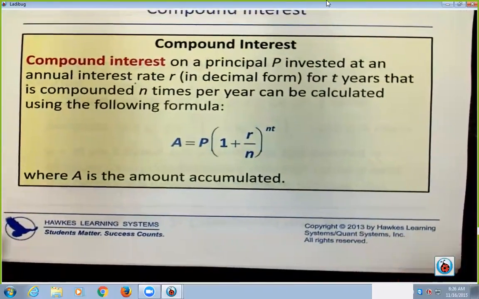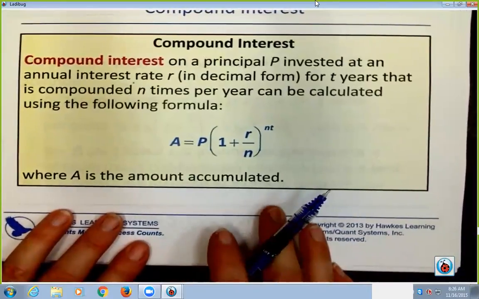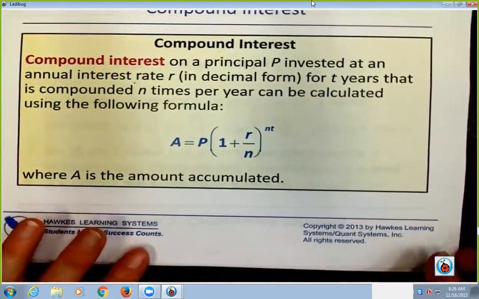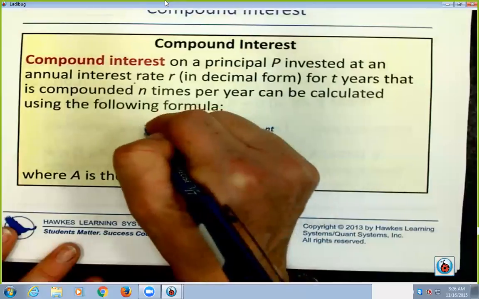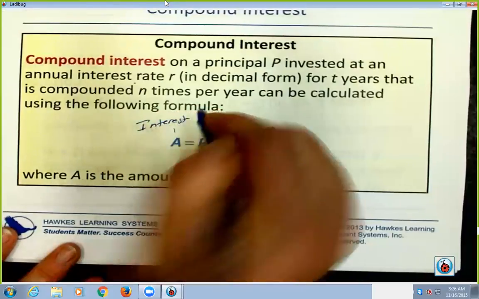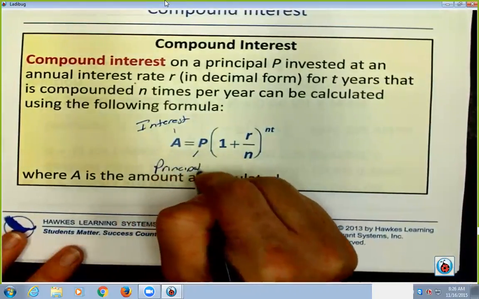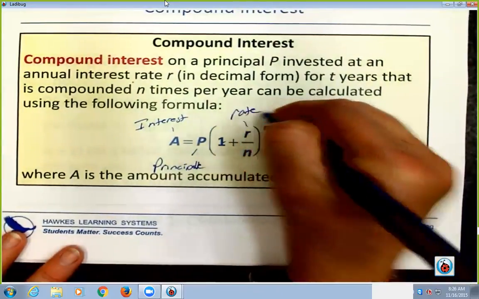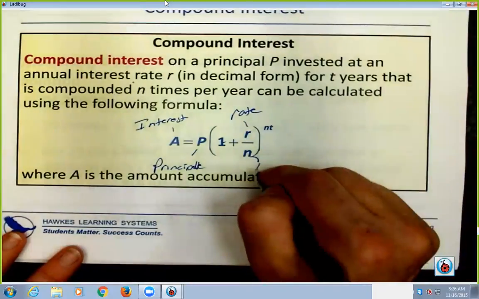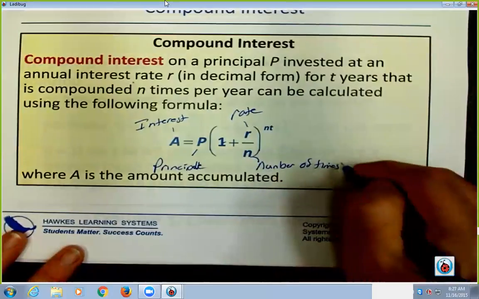So if you went and put your money in the bank and your bank said we're compounding and we're getting our interest together here, we just used this in basic math the other day. So my basic math students, we were compounding interest in there. So what are all my pieces in here? So my A is my interest. My P is my principal. My 1 stays, the R is the rate. The N is the number of times it is compounded.